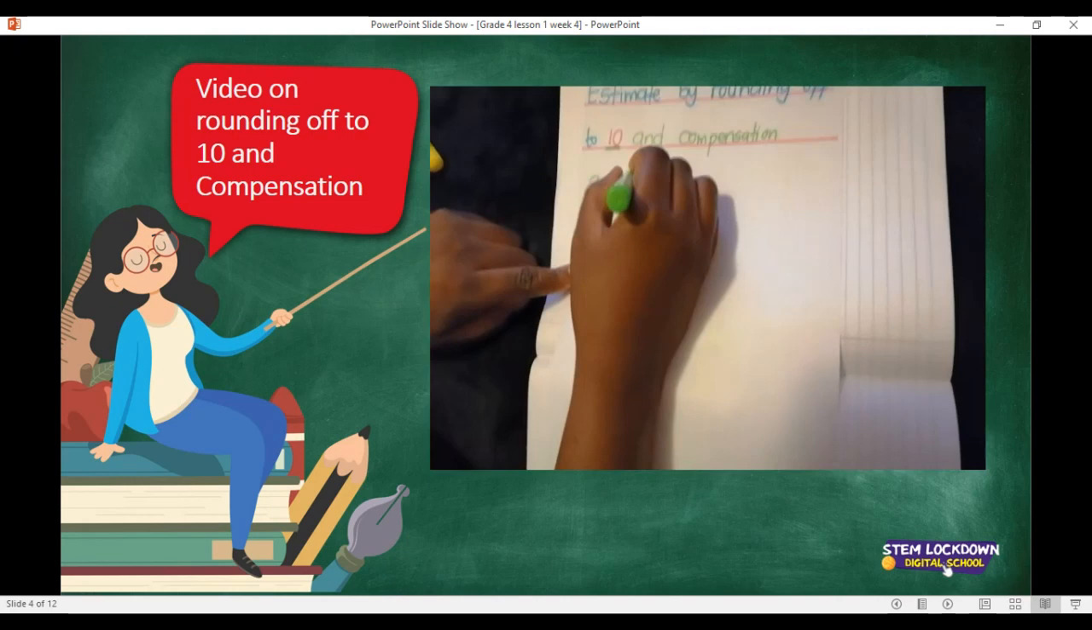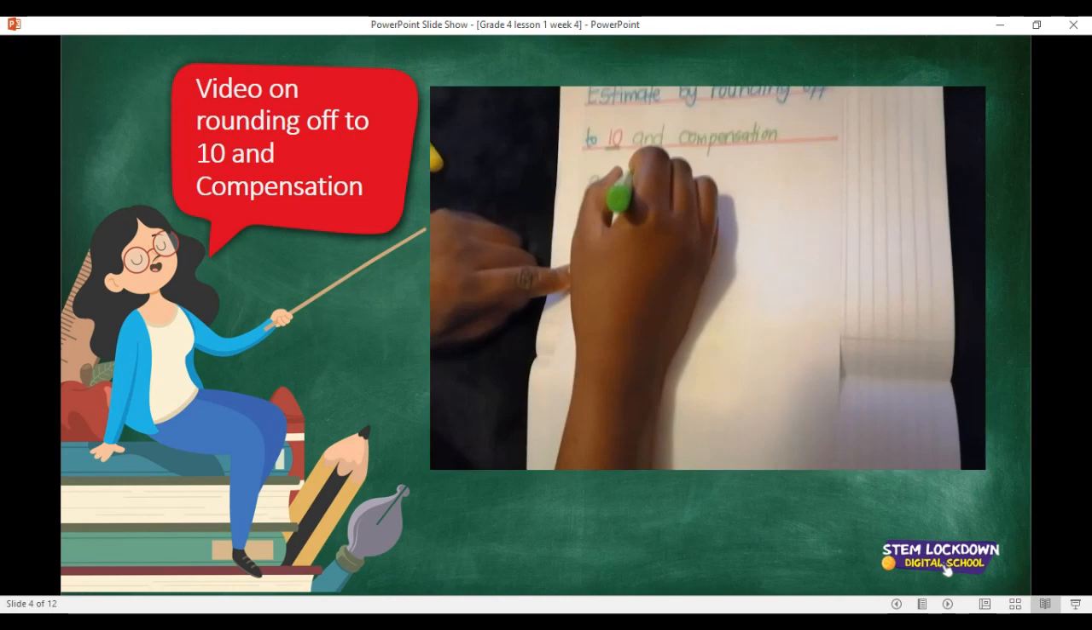I'll go back again and re-explain. The numbers that we're adding are 22 plus 47, and the method that we're using is rounding off and compensation, and we are rounding off to the nearest 10. So what I said, grade 4s, is you have to choose any of the numbers to round off to the nearest 10. You can either choose 22 or you can choose 47. In this instance, ma'am chose 22. So when we round off 22 to the nearest 10, the answer is 20.